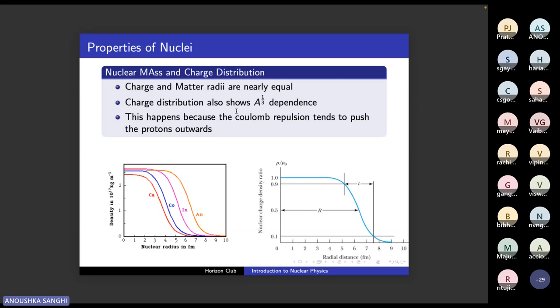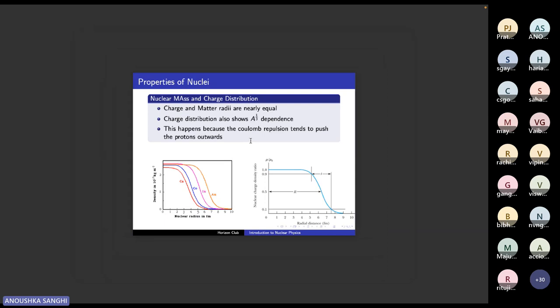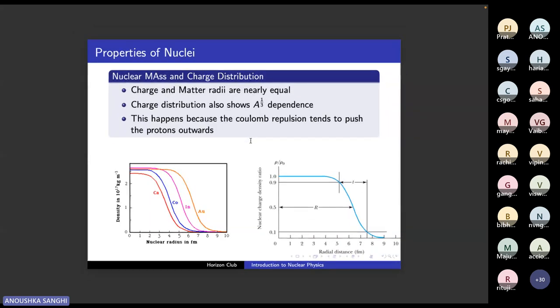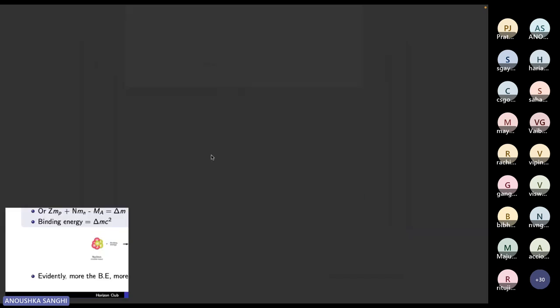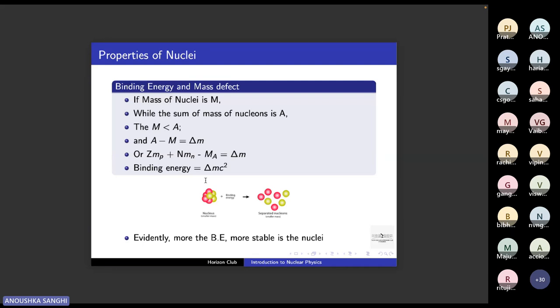And also one more thing: everyone thinks that if you take a nucleus and break it apart into various constituent particles, then the mass of the nucleus should be equal to the mass of each and every constituent particle. But I think it is not the case, right? But why is it so?